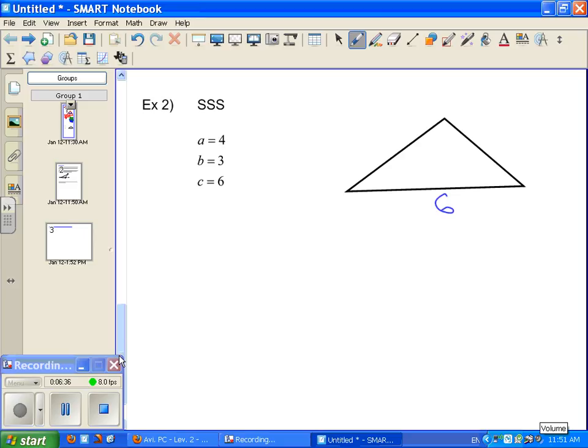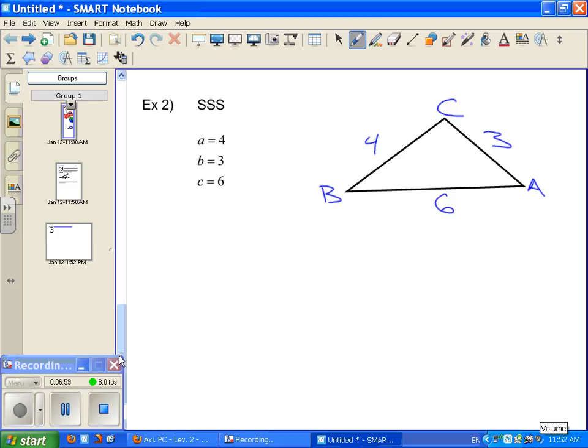So this will be 6. That'll make this one 4 and this one 3. That's going to decide where my vertices go. So little a is across from big A. My 3, which was B, is going to be across from big B. And that means that this one will be across from big C. Right. So, no, I didn't guess at all.